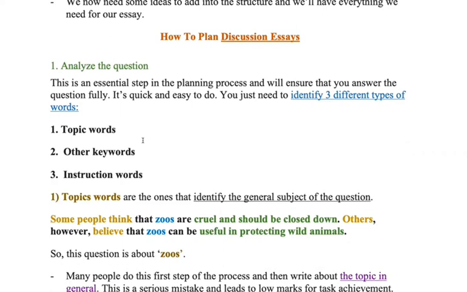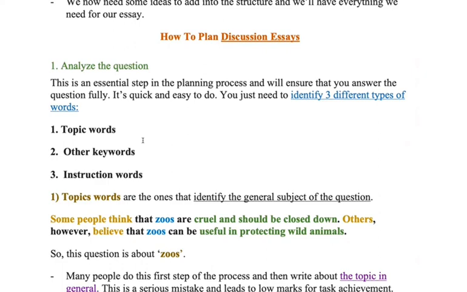So this is an essential step in the planning process and will ensure that you answer the question fully. It's quick and easy to do. You just need to identify 3 different types of words here. When you analyze that question, the first one is topic words, and then other keywords, and the last one, number 3, is instruction words.